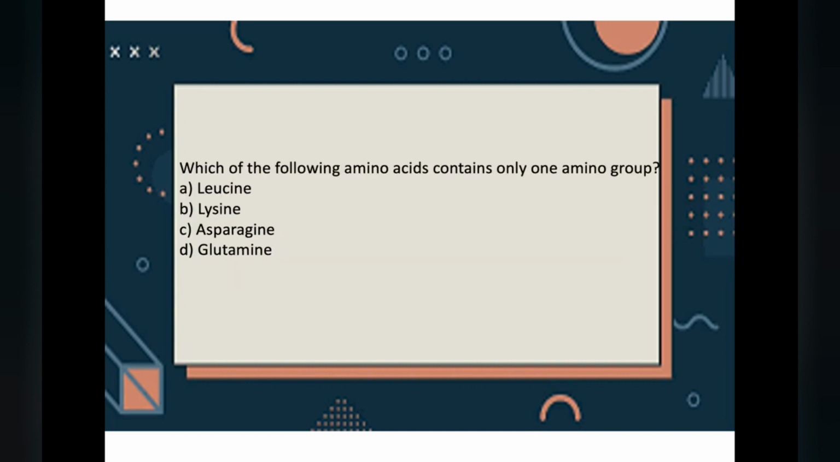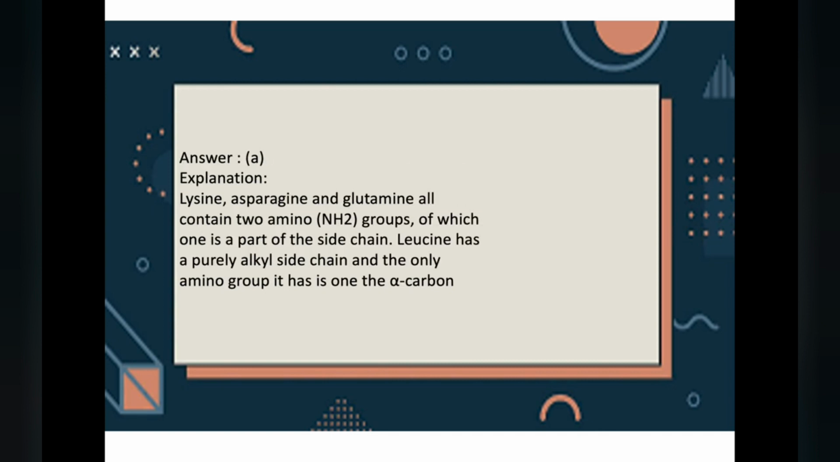The next one: which of the following amino acids contains only one amino group? A. Leucine, B. Lysine, C. Asparagine, D. Glutamine. So what is the answer for this? It is choice A, leucine. Why? Lysine, asparagine and glutamine all contain two amino groups, that is NH2 groups. One is a part of the side chain, whereas leucine has a purely alkyl side chain. Its only amino group is the one on the alpha carbon. So actually the answer is A.